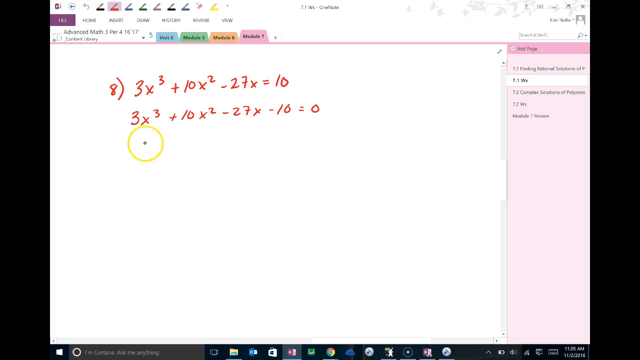I'm not even going to test it in the calculator. I'm just going to do synthetic division to prove it. So I have 3, 10, negative 27, and negative 10. Maybe I'm wrong, but it wouldn't be the first time.